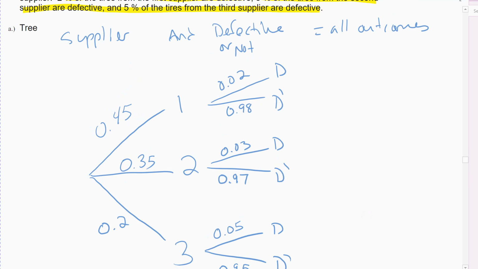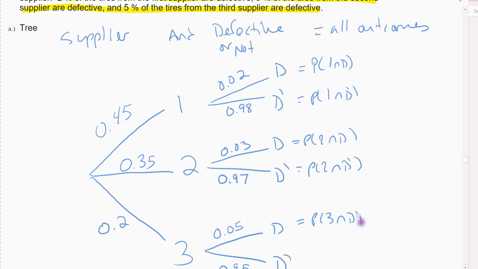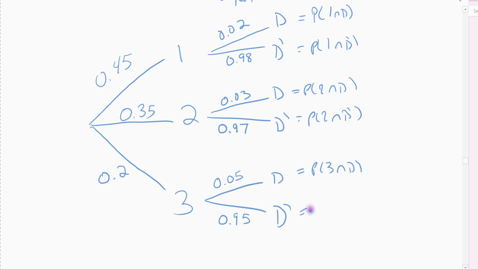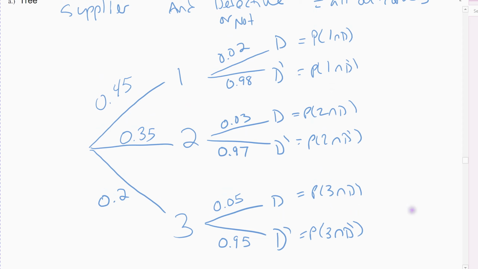Right, then all of the outcomes. If I pick a tire from this particular place, I can either be the first guy and it's defective, or the first guy and it's not. Second guy defective, second guy not. Third guy defective, and third guy not defective. Right, and then you just multiply down.